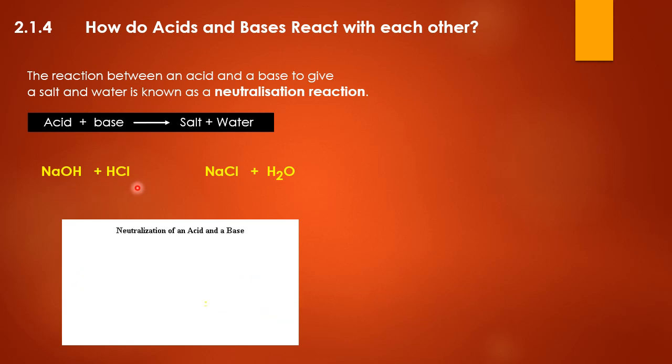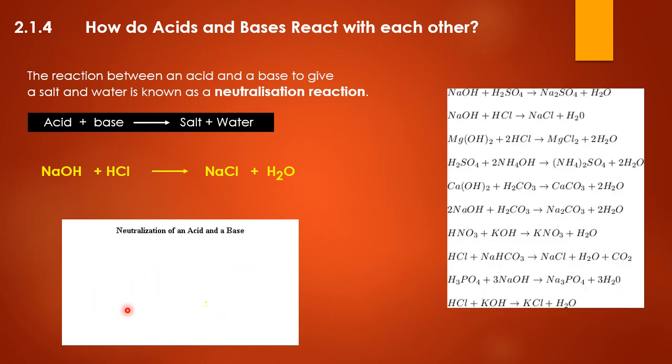Here is the example of reaction: NaOH plus HCl. NaOH is base, HCl is acid, and they give NaCl plus H2O. Here you can see in this animation also, when HCl is reacting with NaOH. See, this is HCl and this is reacting with NaOH, and NaCl is formed and H2O is formed. Here are the examples of neutralization reaction: reactions between acids and base.